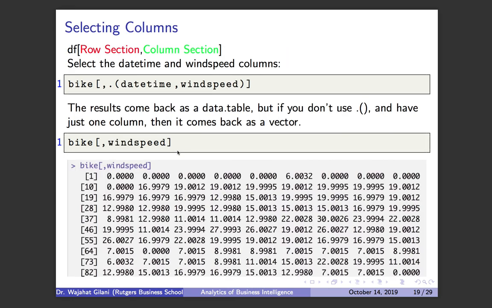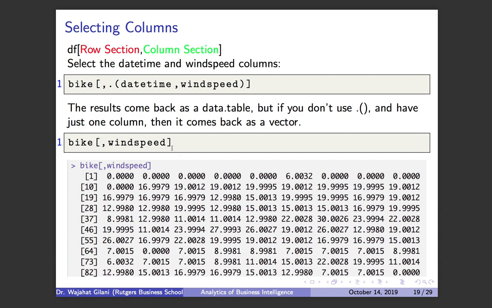All right, now let us discuss the column section. Hypothetically, let's say I wanted all the rows, but I wanted just the date time and the wind speed columns.